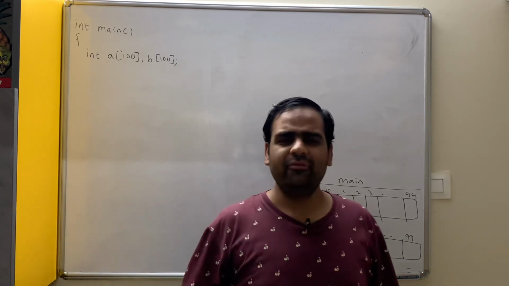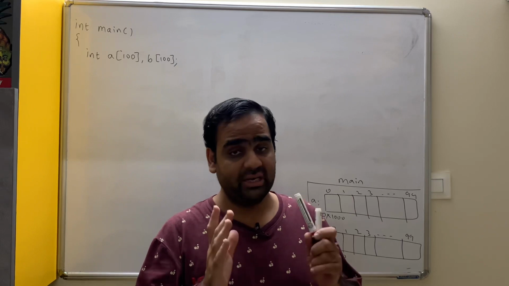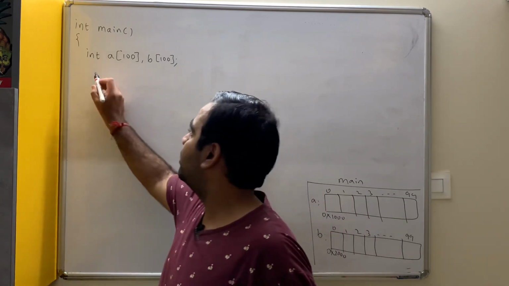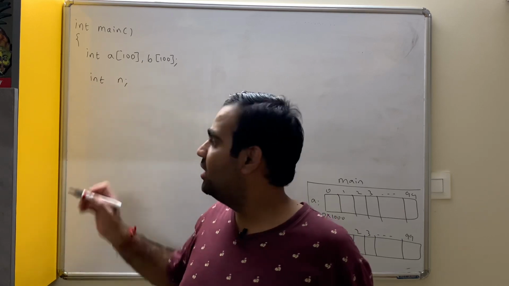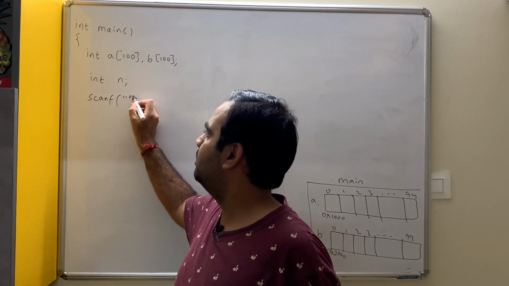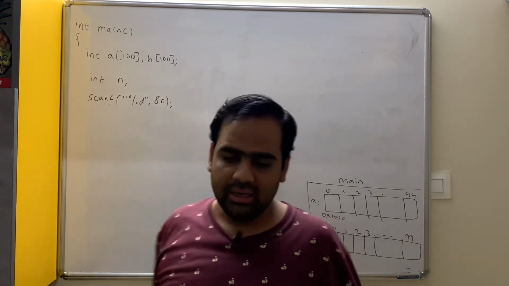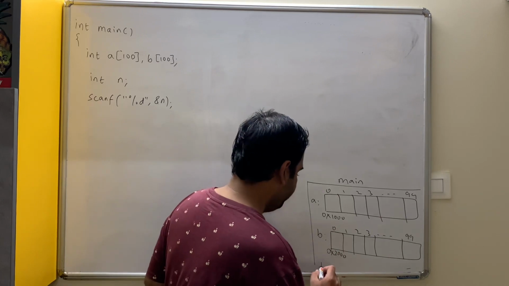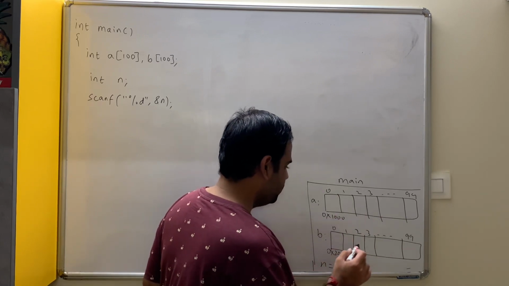Now we know that if we want to add two arrays, the size of both the arrays should be exactly the same. Let the size of both the arrays be say n. Now we want to read the value of n, hence we write scanf("%d", &n), and let the value of n be say 4. That means we want to read 4 array elements, 1 2 3 4, 1 2 3 4.